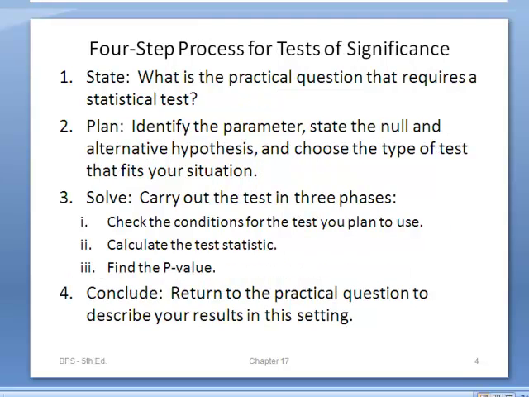The four-step process for tests of significance. Number 1, state. What is the practical question that requires a statistical test? 2, plan. Identify the parameter. State the null and alternative hypotheses, and choose the type of test that fits your situation. 3, solve. Carry out the test in 3 phases. Check the conditions for the test that you plan to use. Calculate the test statistic. Find the p-value. Number 4, conclude. Return to that practical question and describe your results in that setting.